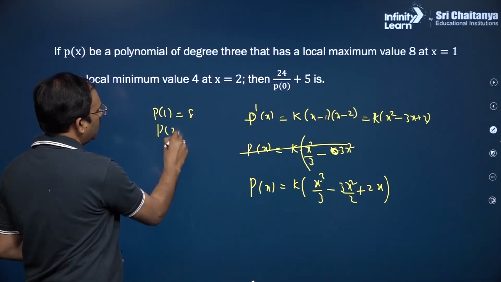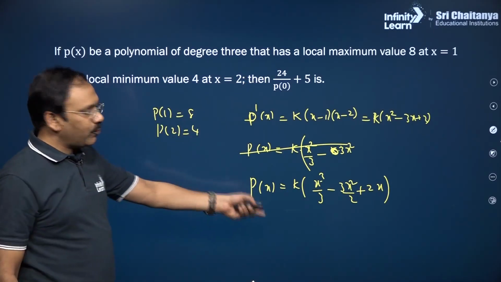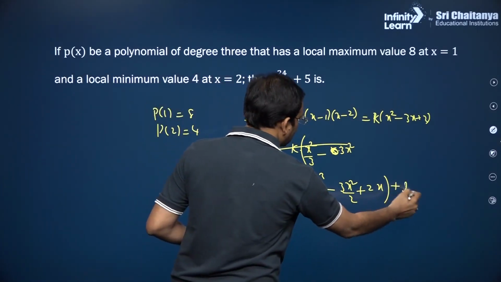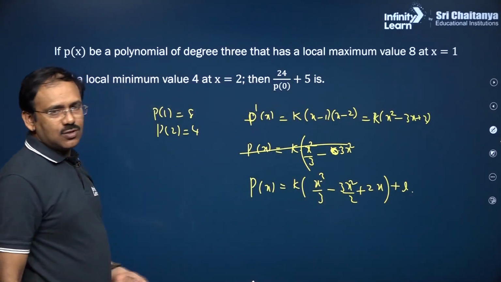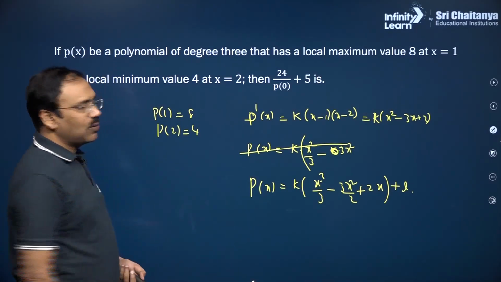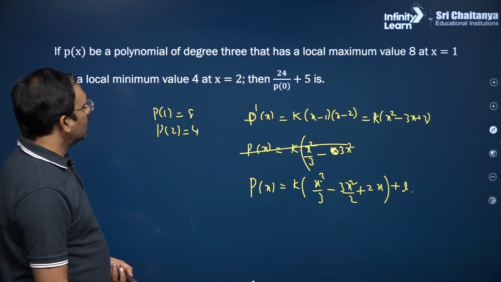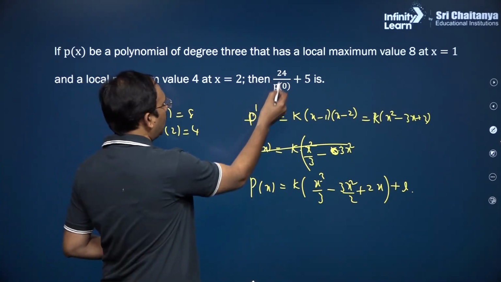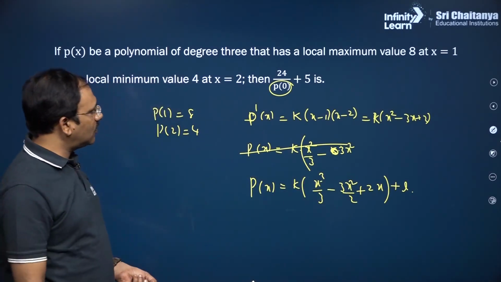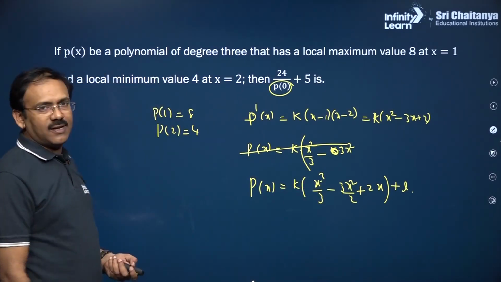and P of 2 is equal to 4, my dear friends. If you put these two values, plus L also you can put, the integration constant. If you substitute these two values, you will get k value and L value, so that P of x is known completely. Now he is asking 24 by P of 0. I just want the L value, P of 0 is L, plus 5 you can find, my dear friends.